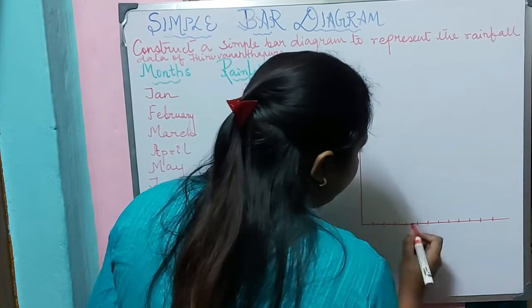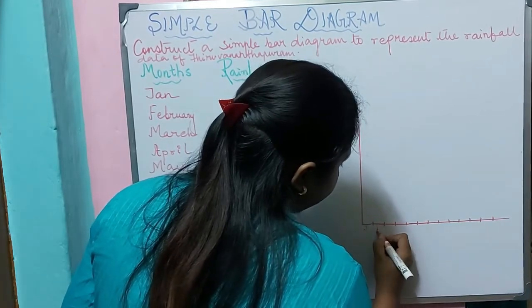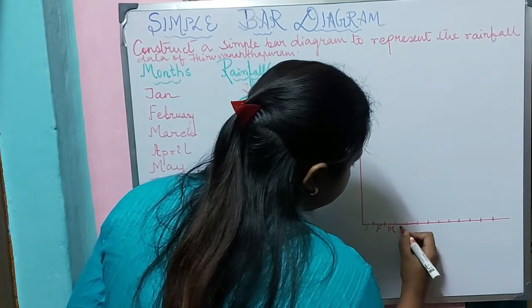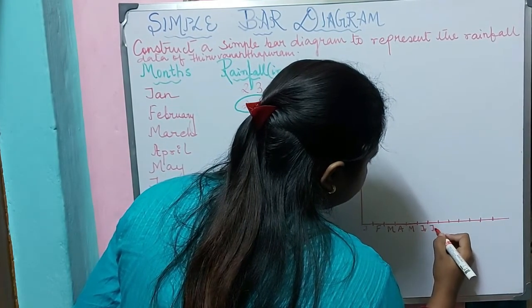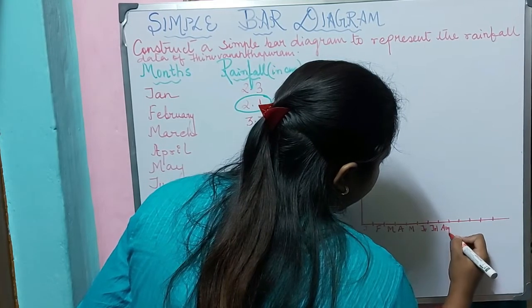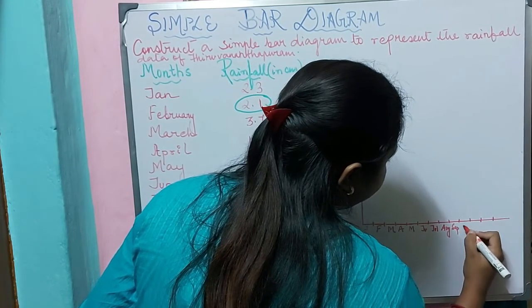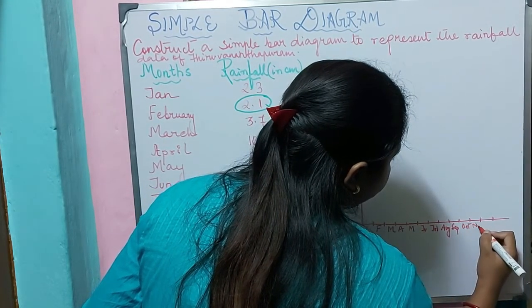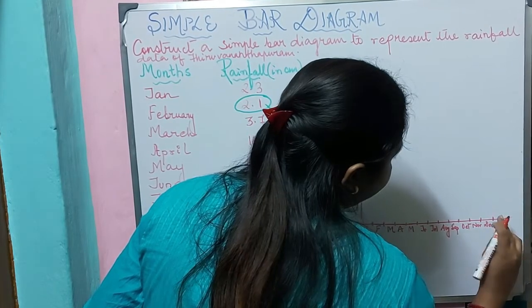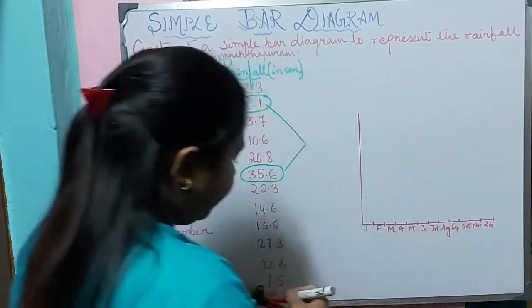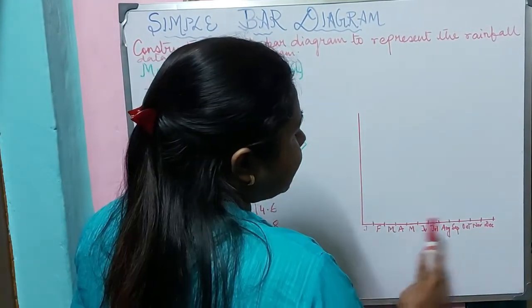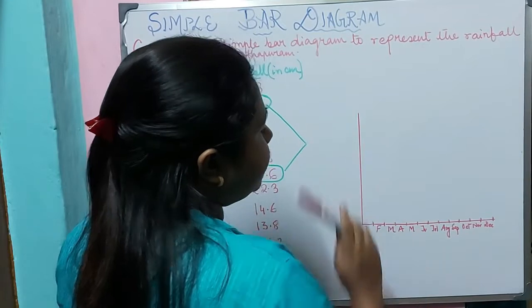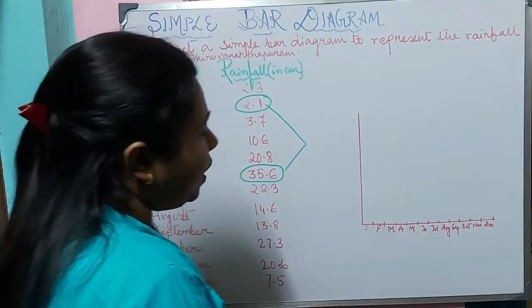So these are the 12 months: Jan, Feb, March, April, May, June, July, August, September, October, November and December. Clear? So first we need to draw the x and the y axis. X is the horizontal and y is the vertical. Now after this, what we have to do?